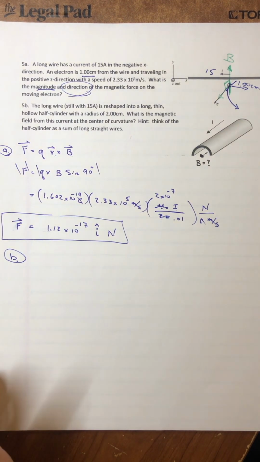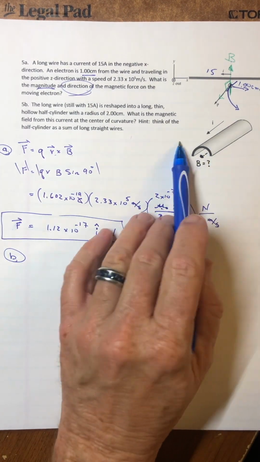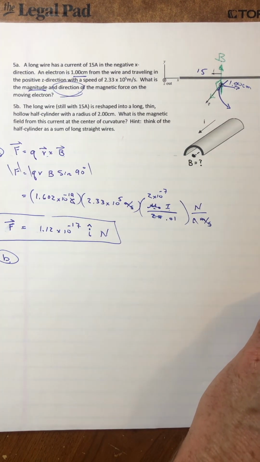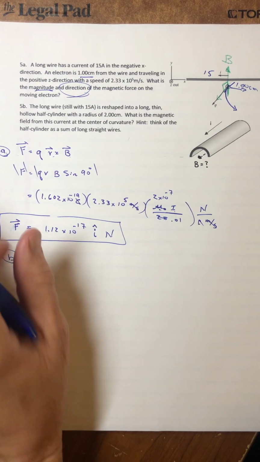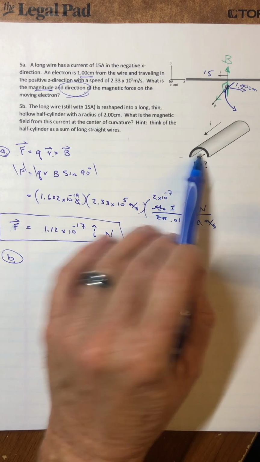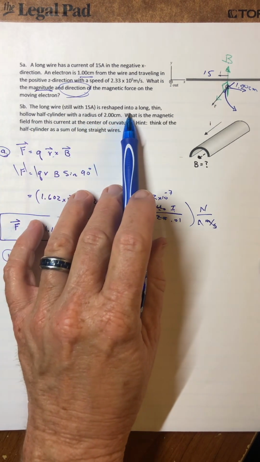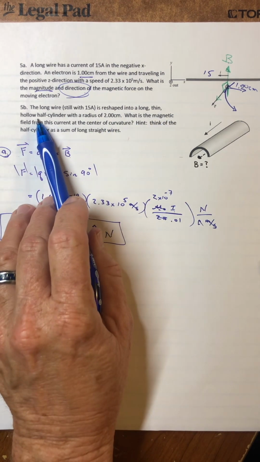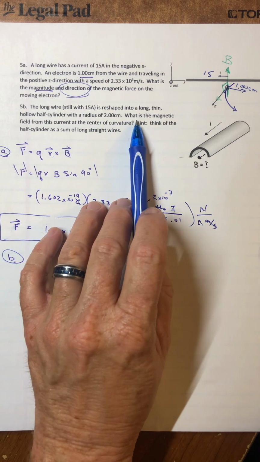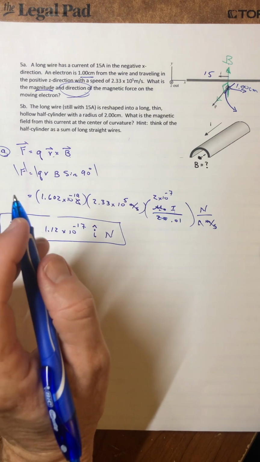Here's kind of the hard one, although it does match a lot like the practice exam, although in the practice one you had a straight sheet. This is bent, but actually the math comes out a lot easier now that it's bent. So let's see what we get for the total field when we have this half a cylinder with the current. Because it says this long wire, still having a current of 15 amps, is reshaped into a long, thin, hollow half cylinder with a radius of 2 centimeters. What is the magnetic field from this current at the center?